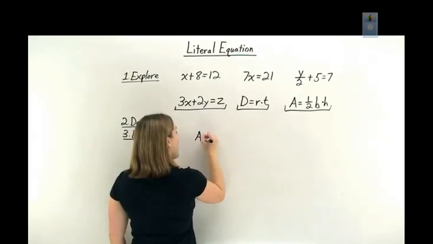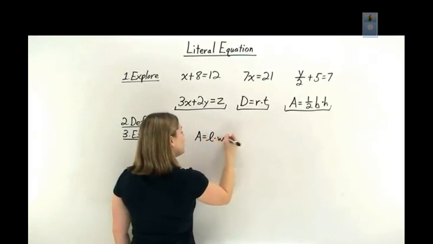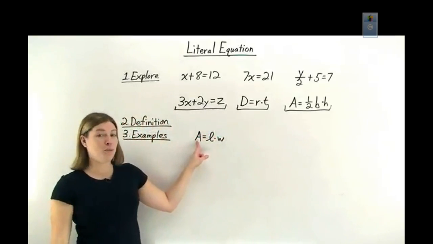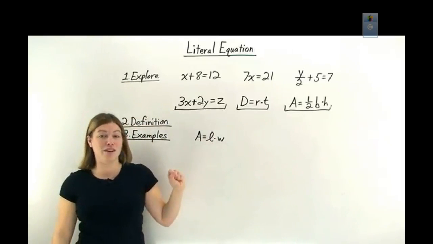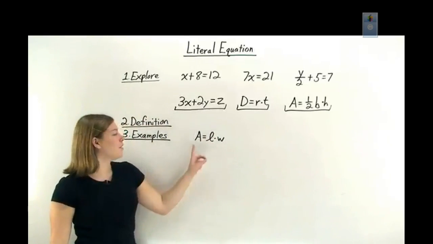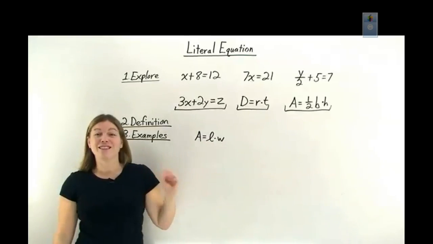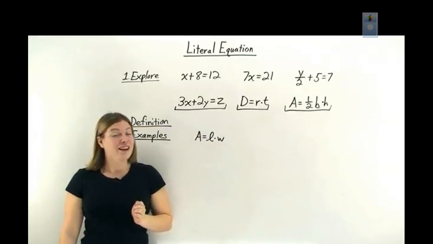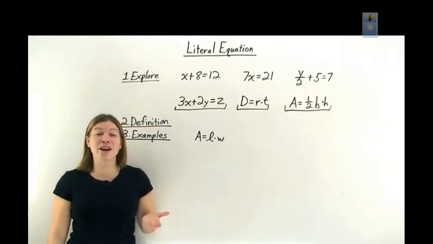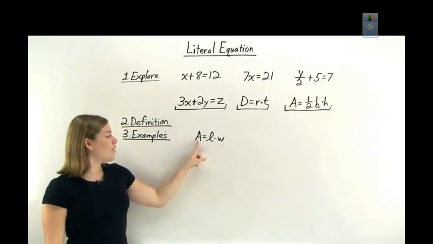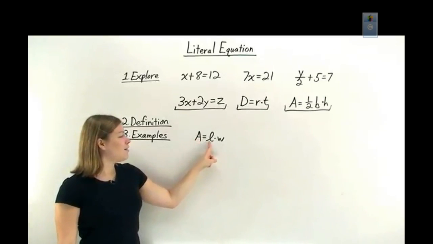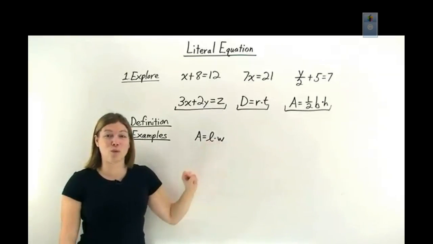Here we have A equals L times W. We can see this is an equation where the left and right-hand sides are equal. And we have more than one variable, A, L, and W. So this is a literal equation. This is actually the formula for the area of a rectangle. In this formula, A stands for the area, L stands for the length, and W stands for the width.